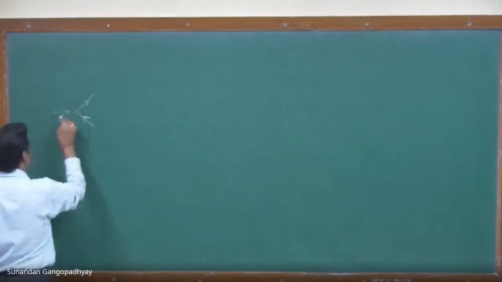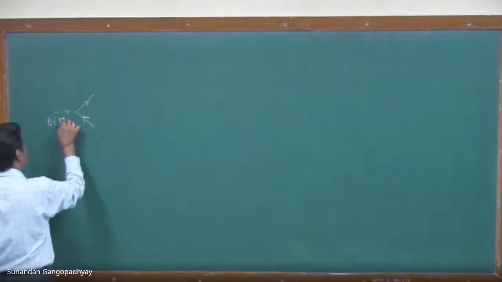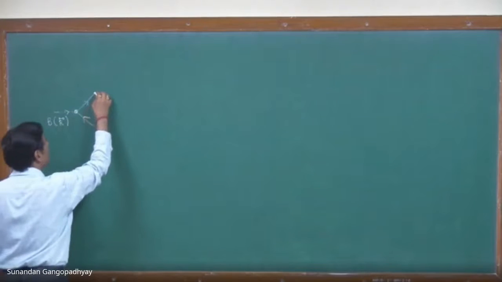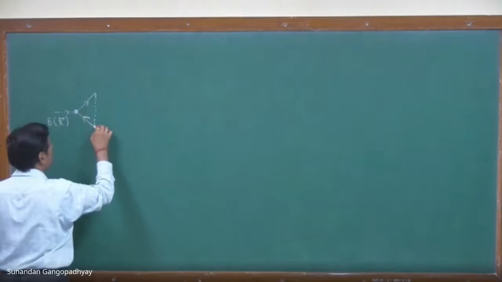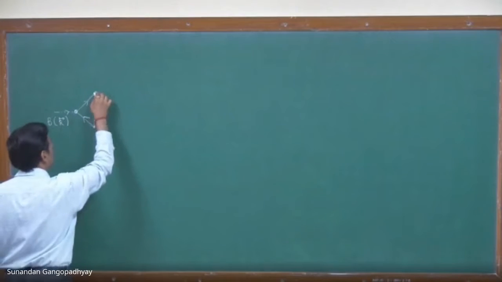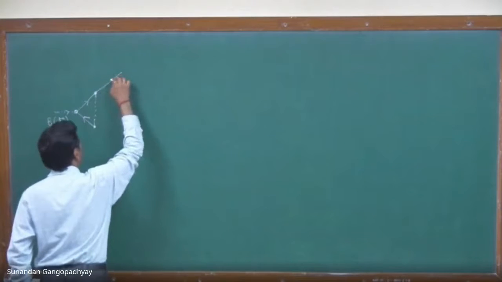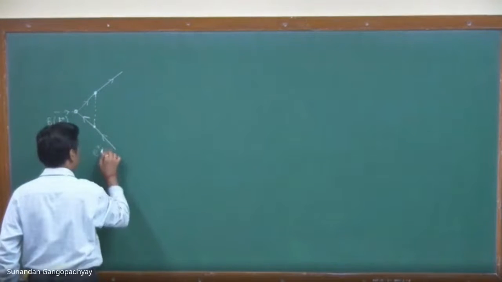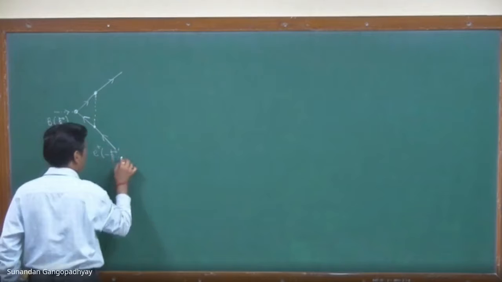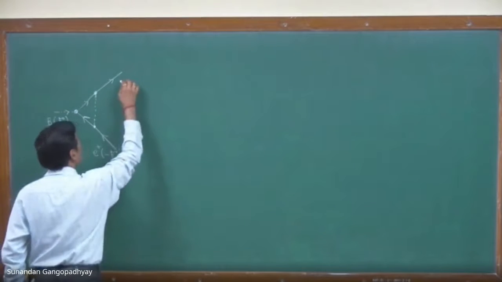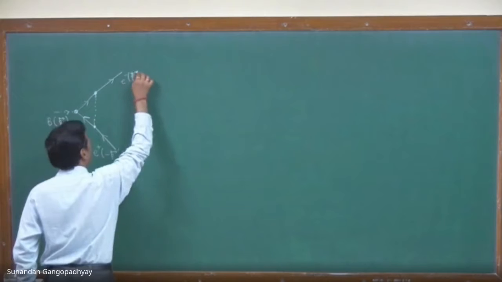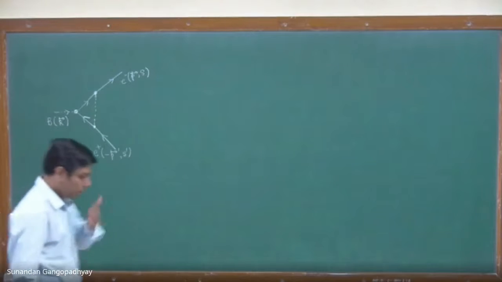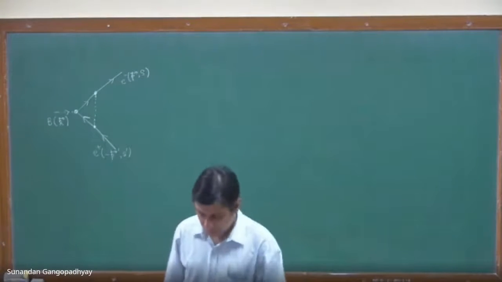So we found that the corrections will come at third order in perturbation theory, and one such diagram will be of this form. One of those diagrams will be of this form. And today, let us calculate this diagram.